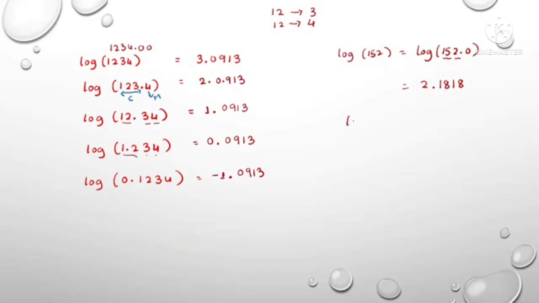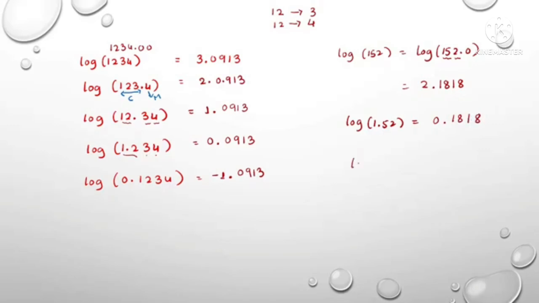Now suppose the problem is given like this, log of 1.52. Now tell me the answer. Directly we can write 1 minus 1 is 0, 0.152. That means 15 at 2. Again we have the same number, 1818.